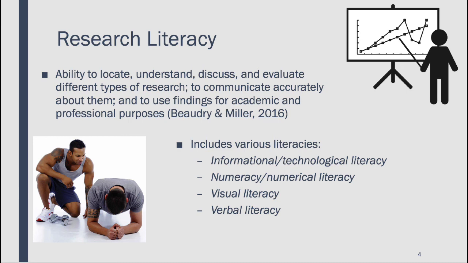There are a number of subliteracies that are found in this bigger umbrella term of research literacy. To be able to have good research literacy, you need to have informational and technological literacy, meaning you have to be able to use search engines to find research articles. You have to be able to understand numbers, understand graphs, understand figures of different types and what they mean. So you have to have numeracy or numerical literacy. You have to have visual literacy to be able to see and understand the words you're looking at, as well as the images, pictures, graphs, figures, tables, etc.